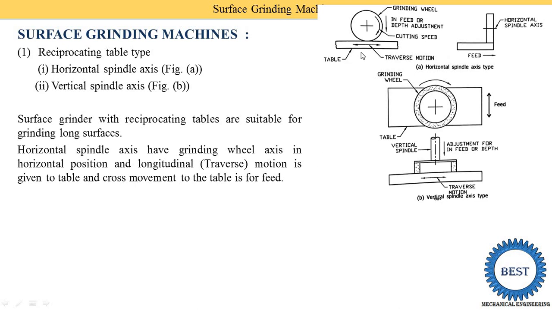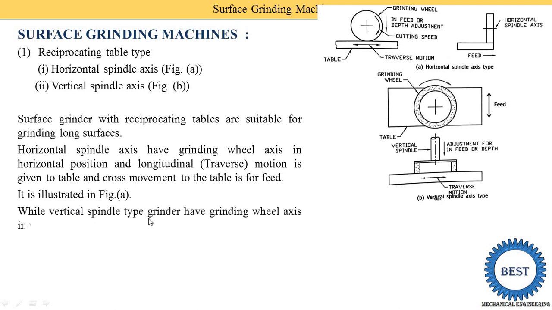In this image you see this is called the transverse motion and it is given to the table, and on the table the workpiece is mounted. So transverse motion is given to the workpiece by the reciprocating table, and cross movement to the table is for the feed. In this image you see that the feed is also given to the table. So the table is moving in two directions, one is this and another is this direction, and it is illustrated in this figure.